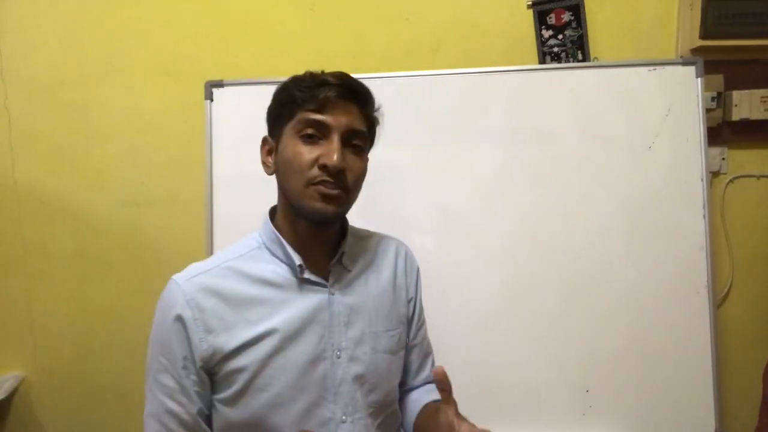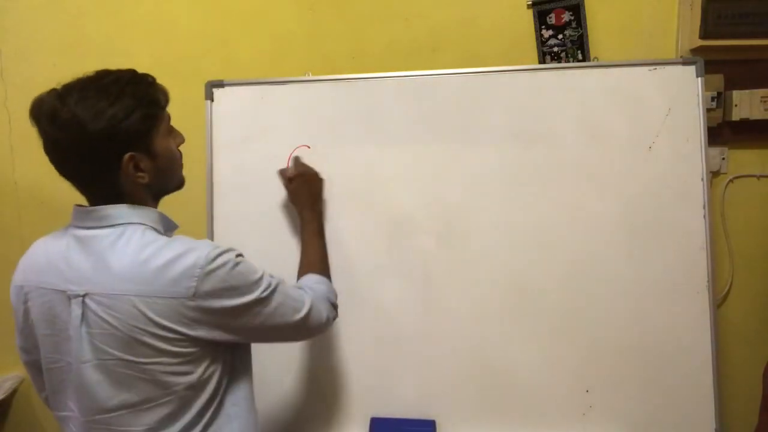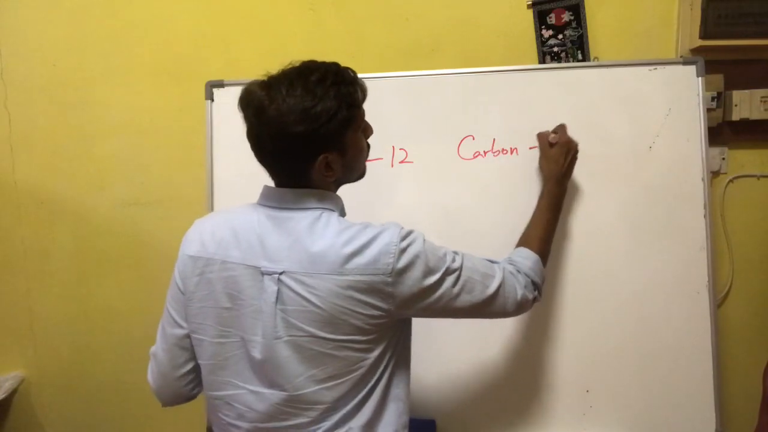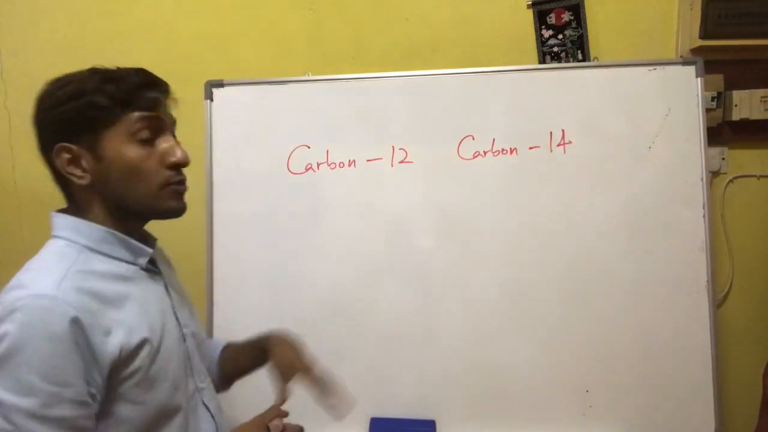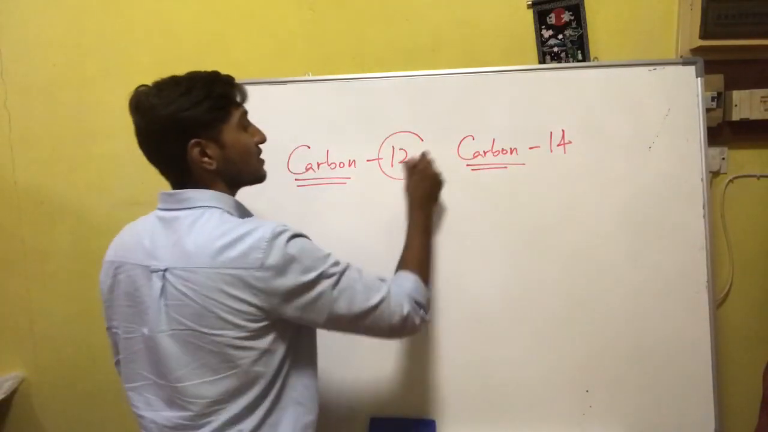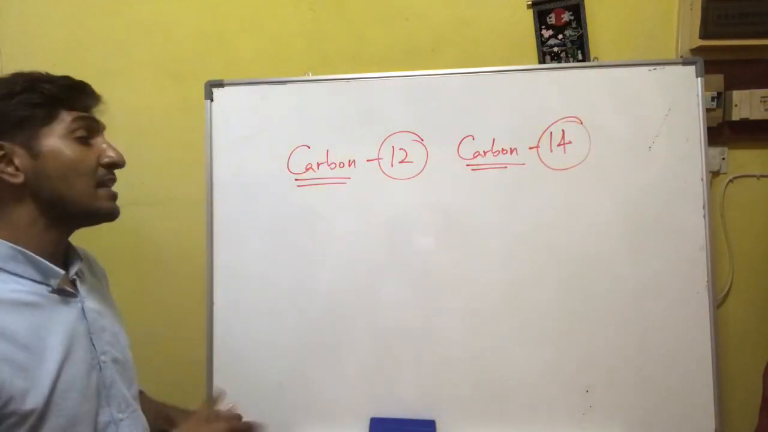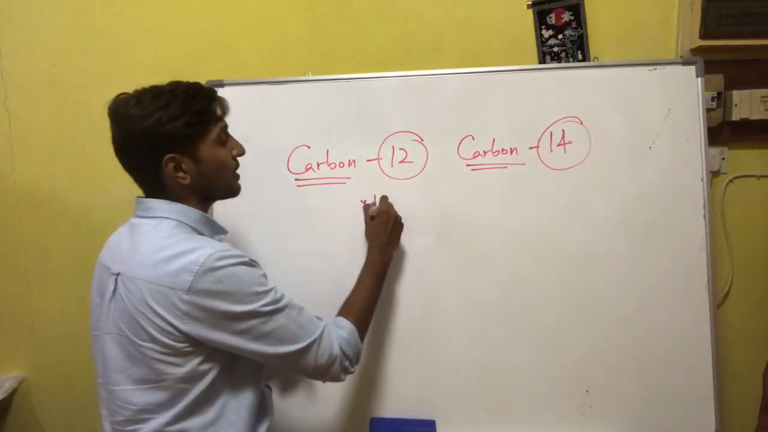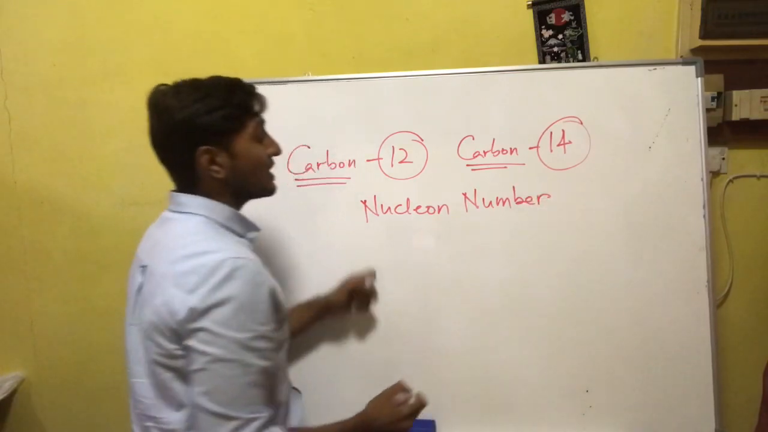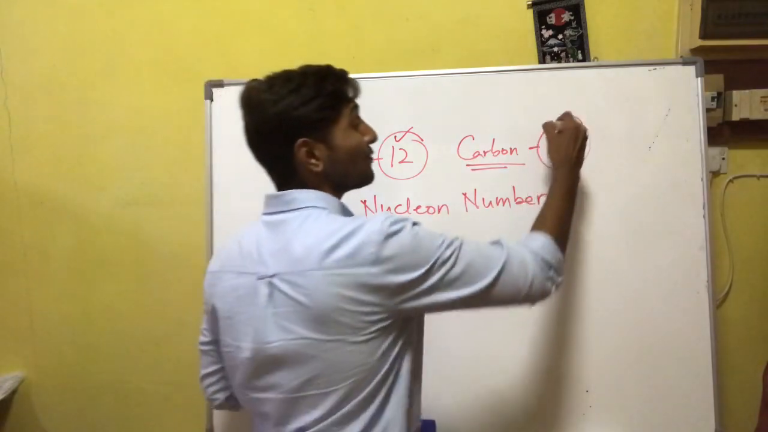Okay, like I've mentioned, in some cases, there are 2 atoms, for example, carbon 12 and carbon 14. Okay, so both of them are carbons. But why is this called carbon 12 and why is this called carbon 14? So the difference between them is the nucleon number. So the nucleon number for carbon 12 is 12 and the nucleon number for carbon 14 is 14.